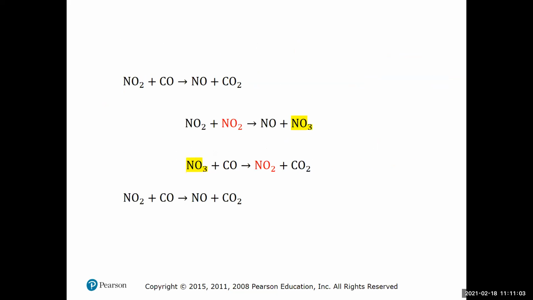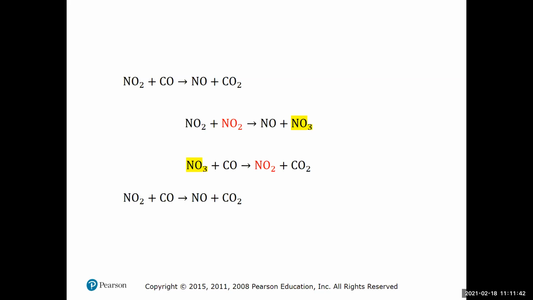Well, the top equation is what we said was our overall equation for the reaction. That was the NO2 plus CO going to NO plus CO2. Based on the information we were given, we were able to figure out that NO2 plus NO2 going to NO plus NO3 is the first step in our mechanism. Then our next step in the mechanism was using up this NO3, and so that reacted with CO to give us NO2 and CO2.